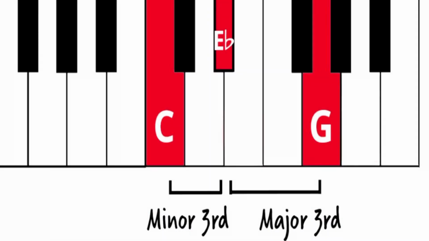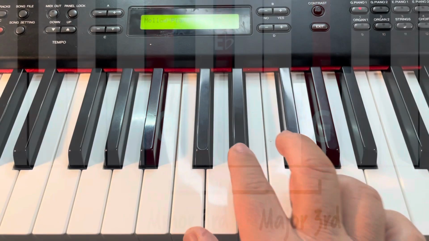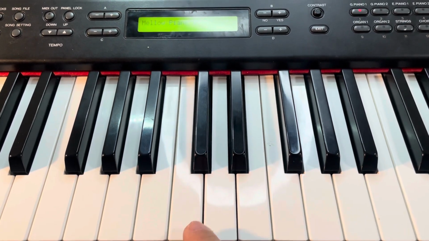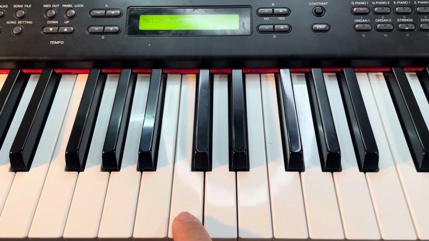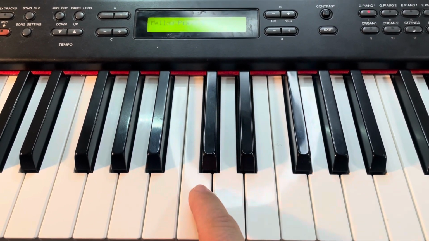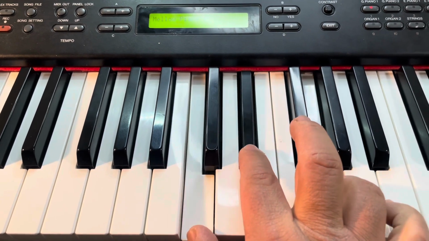Using the same outside notes, the C and the G, if we were to swap the intervals and only go up from C to an E flat, making that a minor third, and from E flat to G, making that a major third, then we would have a minor quality chord. So on that C minor chord, the reason we call it a C minor chord is because the distance between the root and the middle note is a minor third, three half steps.